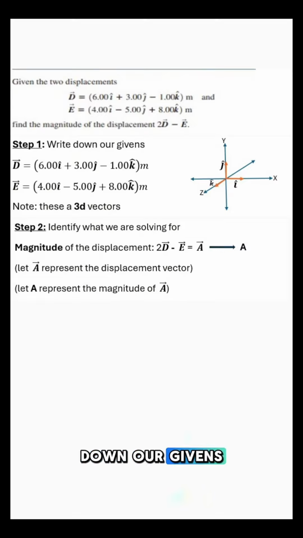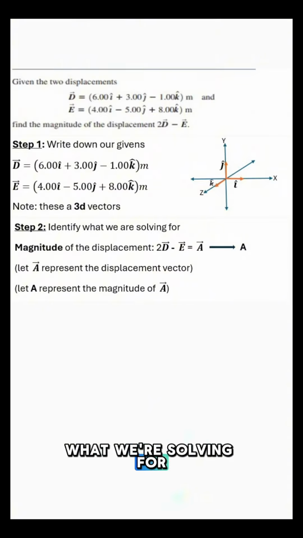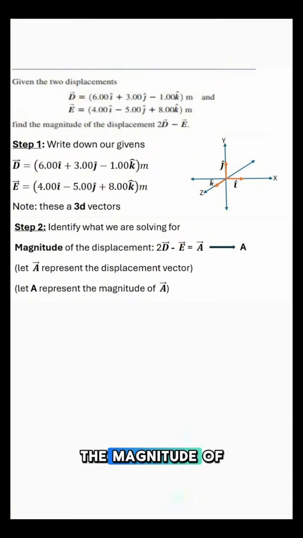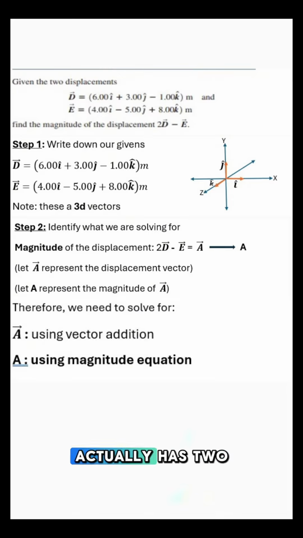Now that we wrote down our givens, we're going to want to identify what we're solving for. In this question, we're solving for the magnitude of the displacement 2d minus e. So we're going to set 2d minus e equal to the a vector, and we're looking for the magnitude of this a vector. This question actually has two steps. The first thing we need to do is find what the a vector is, and then we need to use an equation to find the magnitude of that vector.